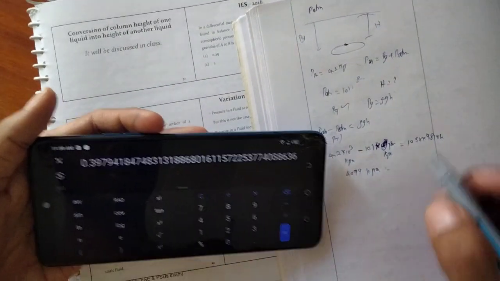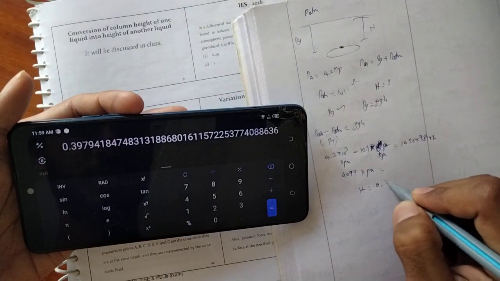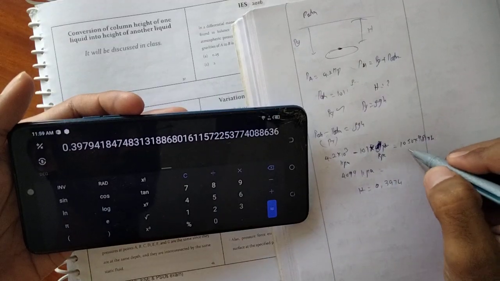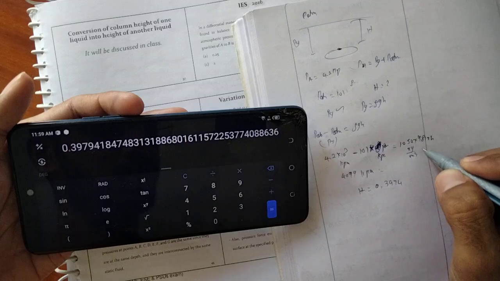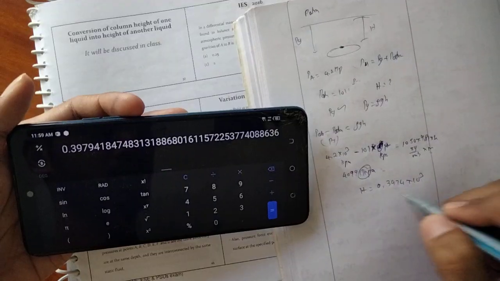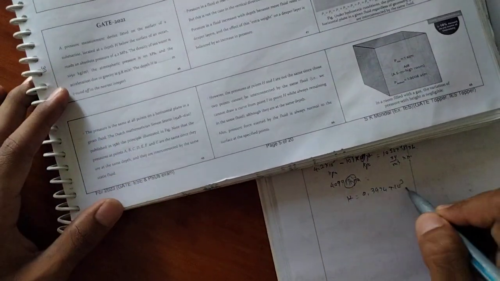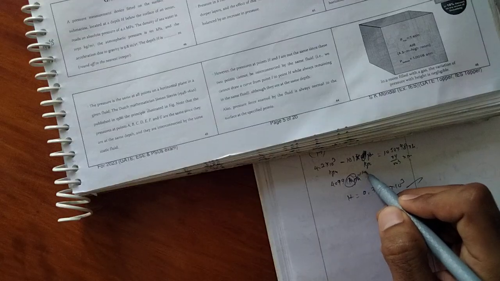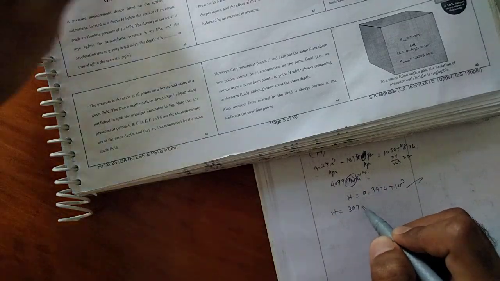So what is the height equal to? 0.3974, where the pressure is in kilopascal, the density is in kg per meter cube, and the height is in meter. It's been given in kilo, but we need pascal, which is Newton per meter square, so multiply by 10 power 3. I thought we were doing something the wrong way, but we did it the right way. So height equals 397 meter.